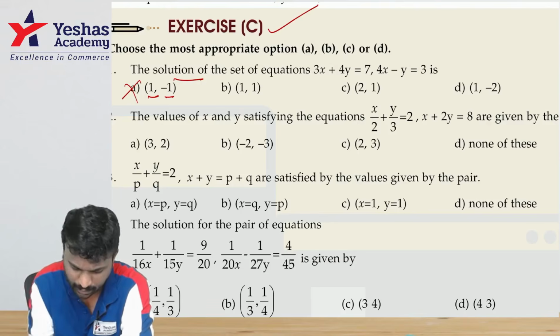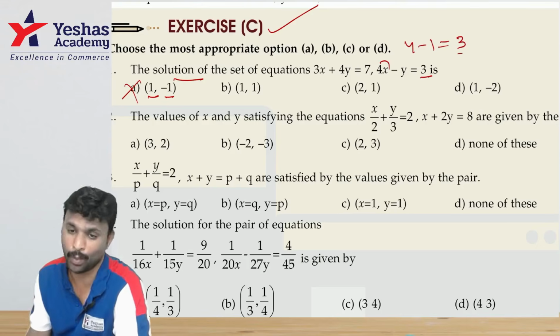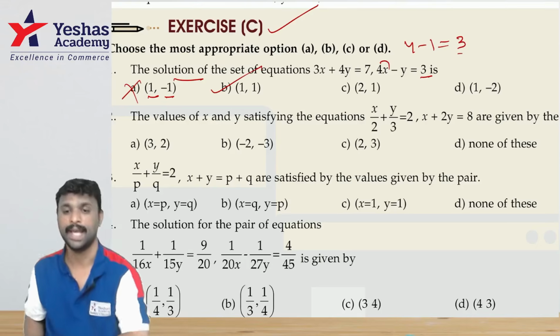Guys, how about the second equation? 4 into 1 is 4. Minus the y value, which is 1. 4 minus 1 is 3. It is given to be equal to what? 3. Therefore, option B is the right answer.